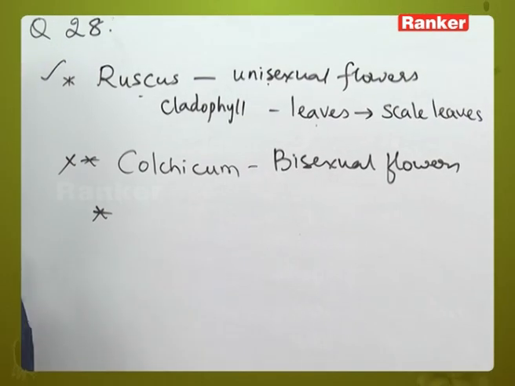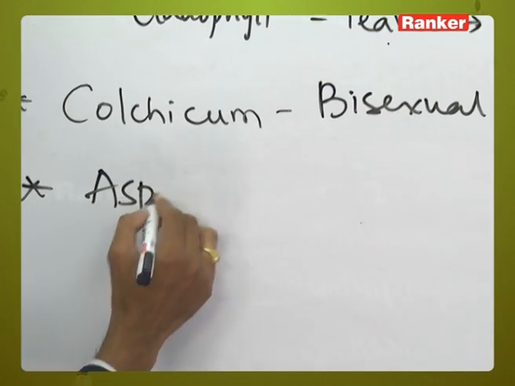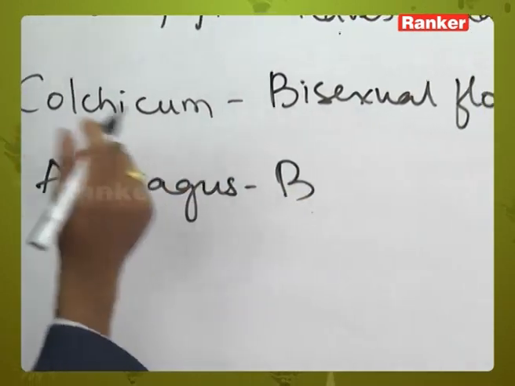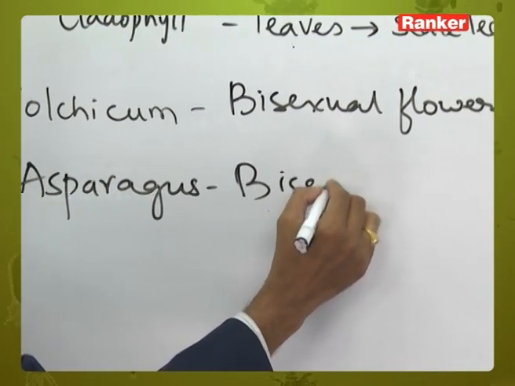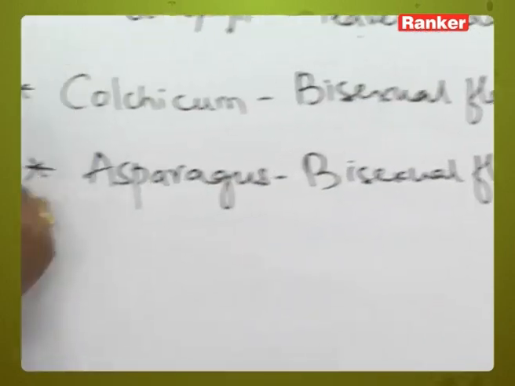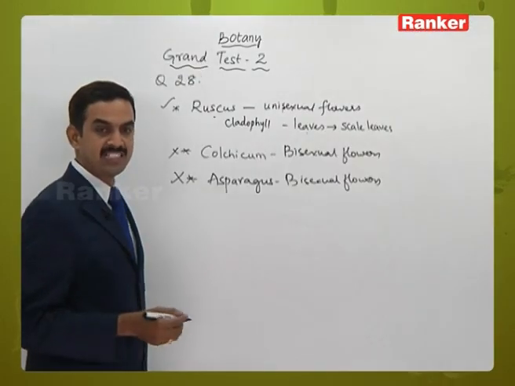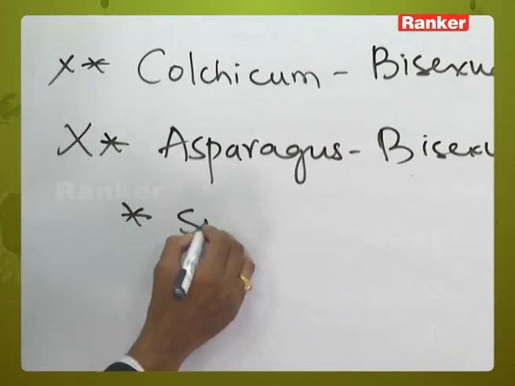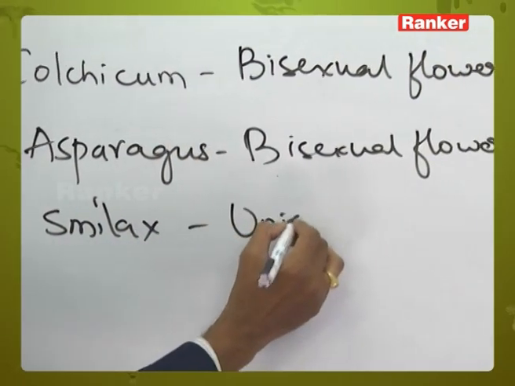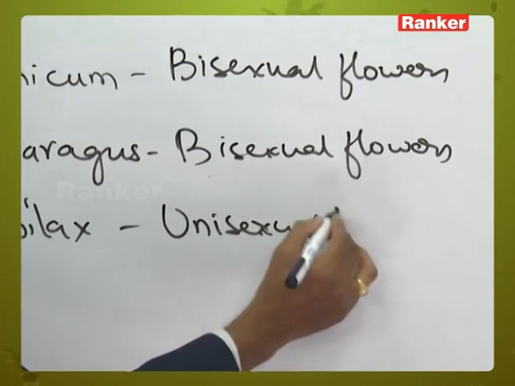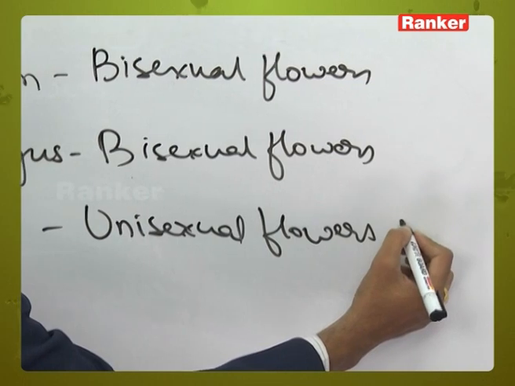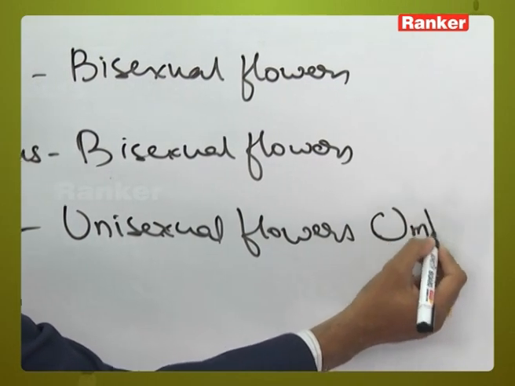Then one more plant given in the options, Asparagus. Asparagus also belongs to Liliaceae, but it shows bisexual flowers. So this is incorrect. Then coming to Smilax. Yes, Smilax is a Liliaceae member which shows unisexual flowers, with umbel inflorescence.